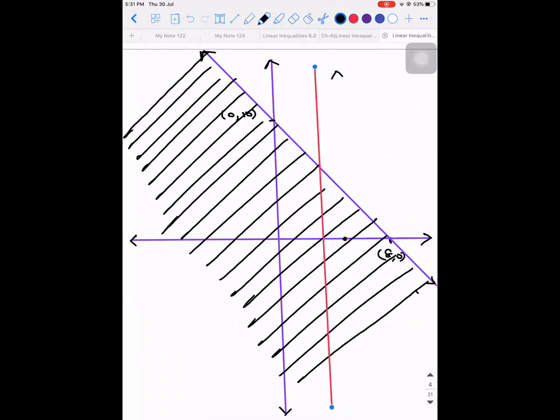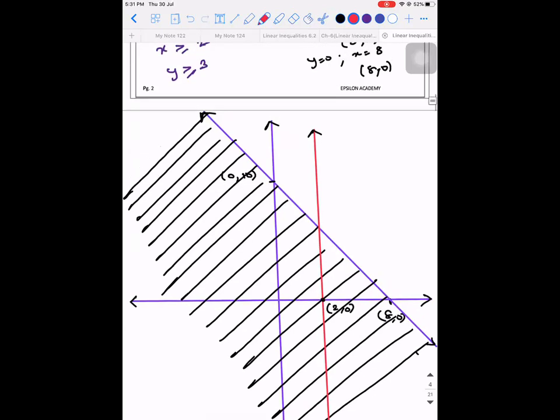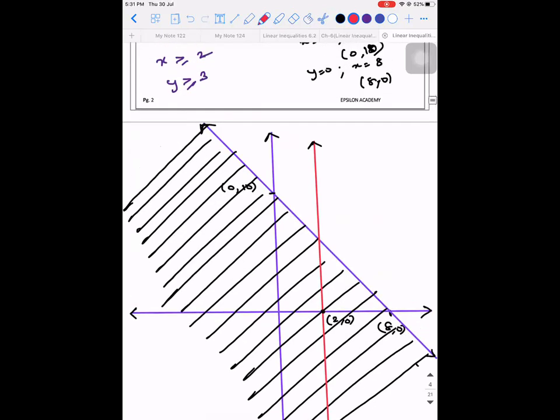Okay, let me shift it slightly. It always passes through 2, 0. So this point will be 2, 0. It is here. Let me use this shade. Now tell me which part should I shade? x is greater than or equal to 2. If I substitute 0, 0, is the origin included? No, sir. So I should shade it on the side where the origin is not included.